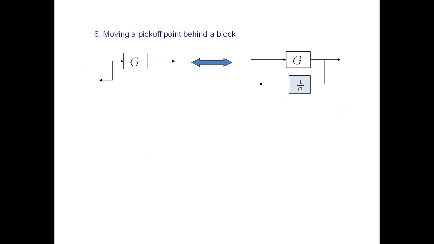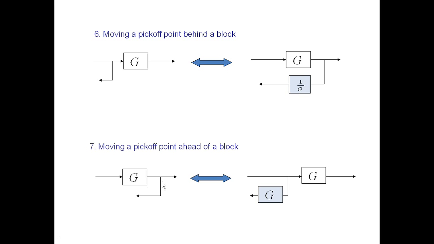Moving a pick off point behind a block. So here this signal gets multiplied with G, but before multiplication this pick off point is there, so the effect of G is not there in this path. But if we shift to the right side of this block, then the effect of G gets considered, so we have to nullify that, so we need to multiply with 1 by G.